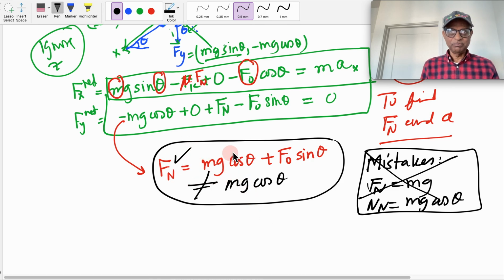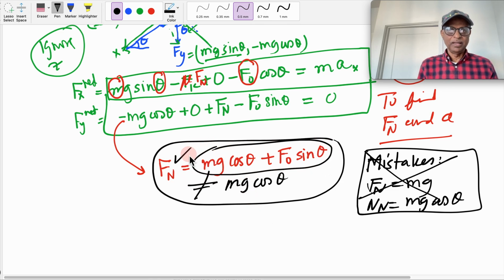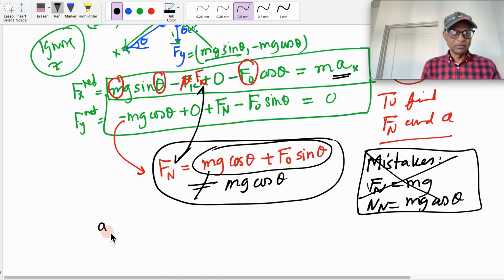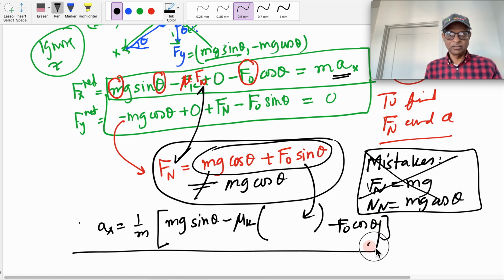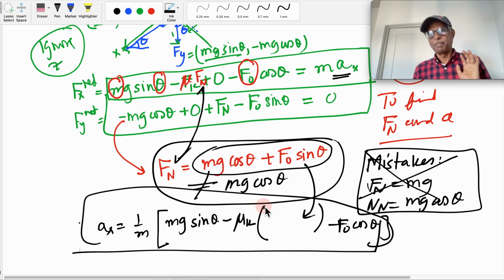So we got the Fn by doing this, and now if I put Fn in here, I will have ax. So from there, ax will be 1 over m times mg sine theta minus mu k, this whole thing here, minus F0 cosine theta. So these are the answers you're going to get right away.